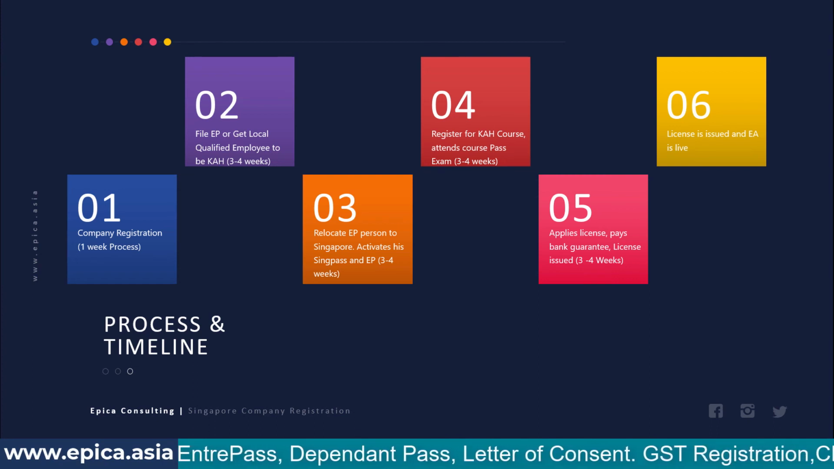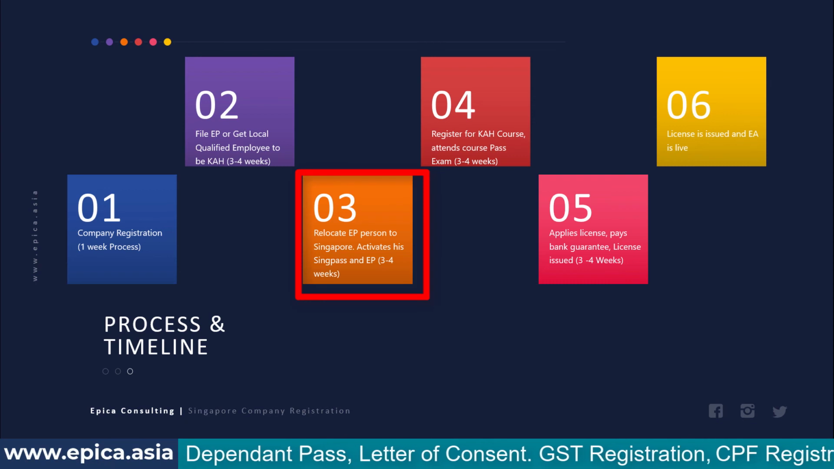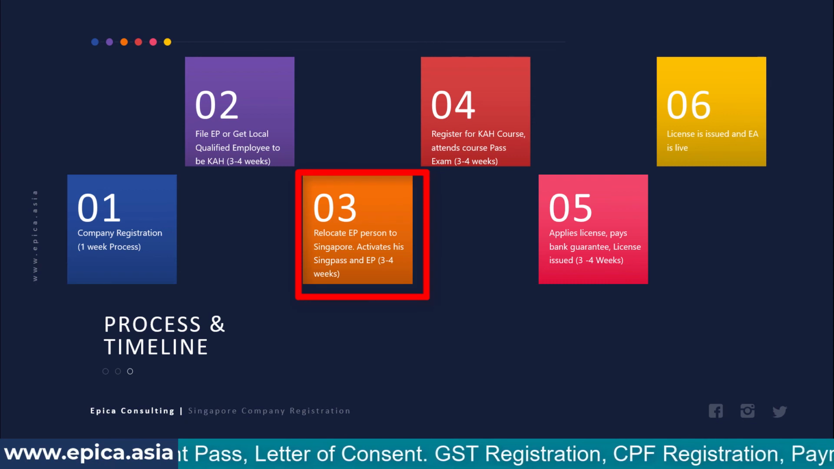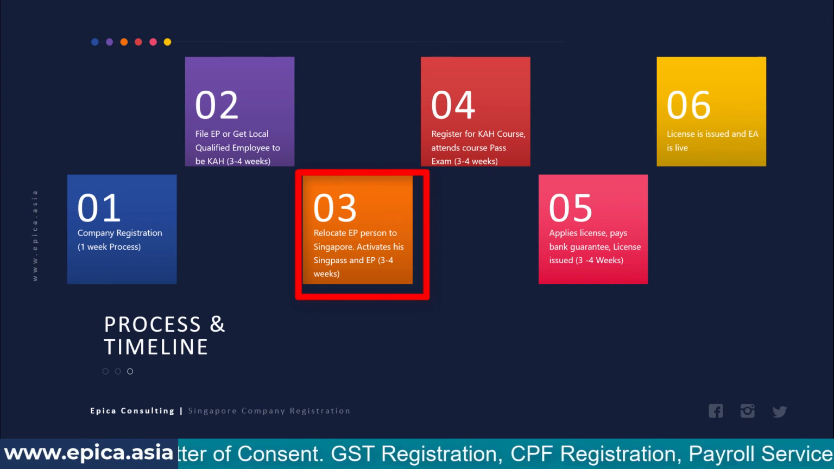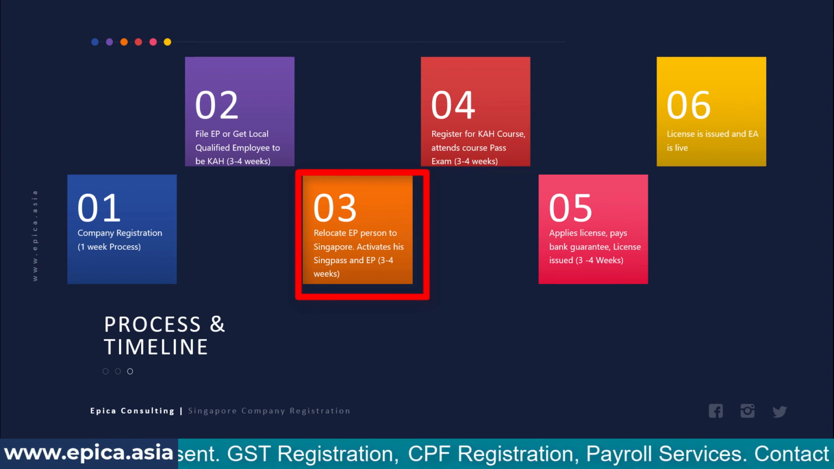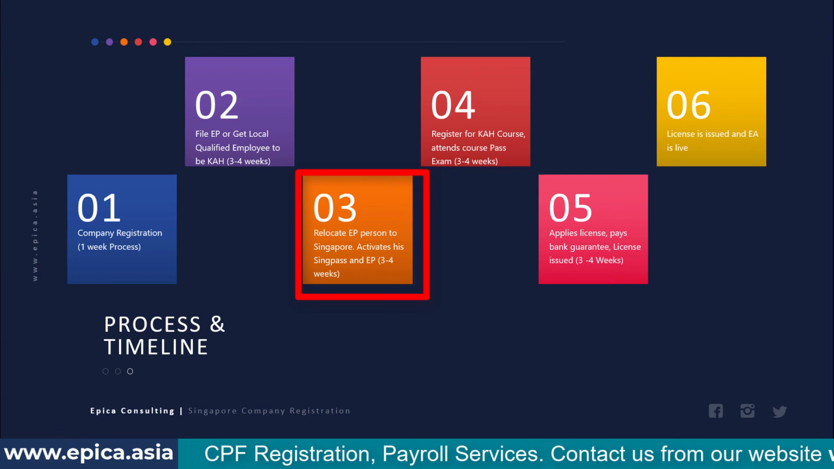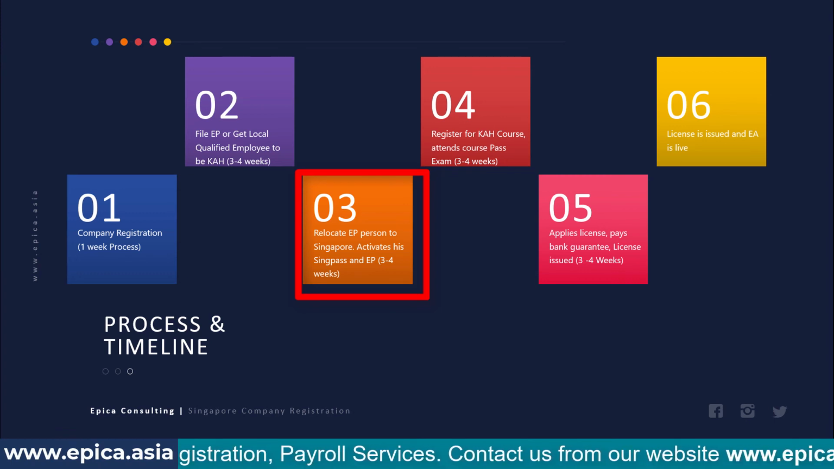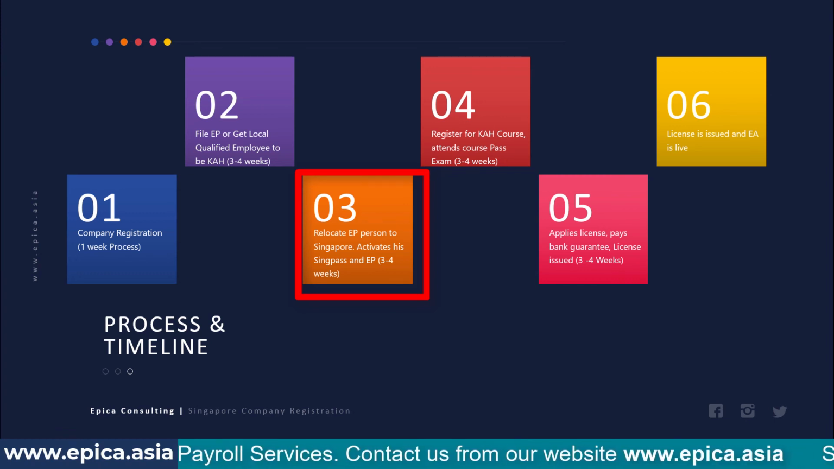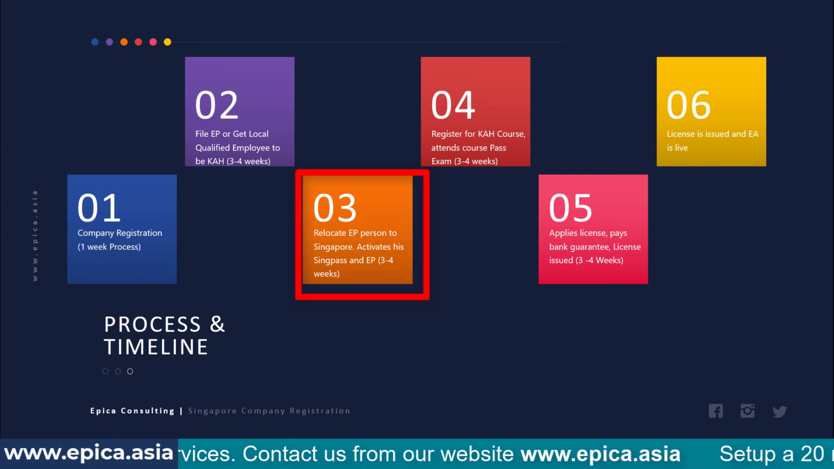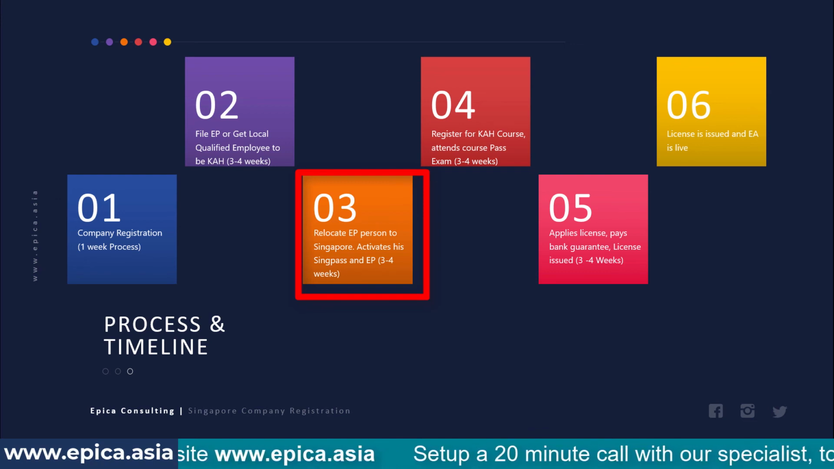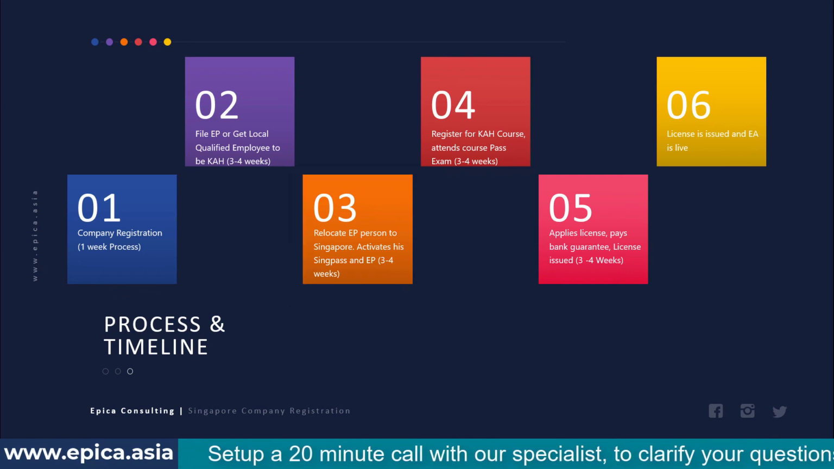Then step number 3 is that your employment pass person, that is your key person from your home country, relocates to Singapore, and activates his SingPass and employment pass, which takes another 3 to 4 weeks, because once the employment pass is approved, it's not that on the next day he's going to fly. He also needs to close his matters in his home country, make relocation arrangements, and so on. Obviously, this step will not be relevant if you are a local company and already in Singapore.